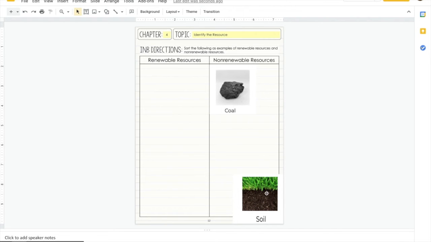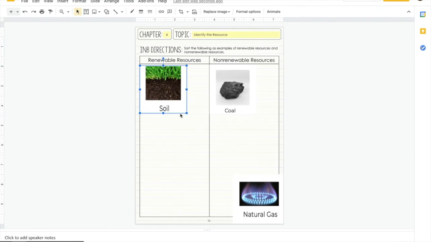Our next natural resource is soil. Is soil a renewable resource or a non-renewable resource? If you said renewable, that is correct. Please move soil to renewable resource.